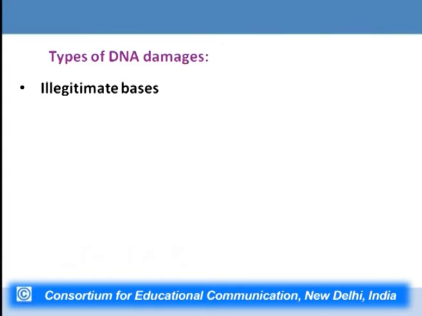Also, there might be illegitimate bases which might get incorporated in the DNA of the organism. These are the bases which have structure similar to A, G, C, and T, but they are not recognized by the DNA polymerase, and if these bases are encountered, either an incorrect base is incorporated during replication or the replication is blocked.